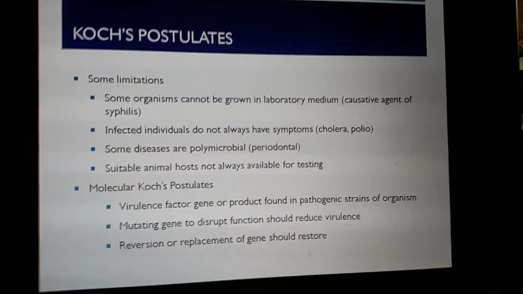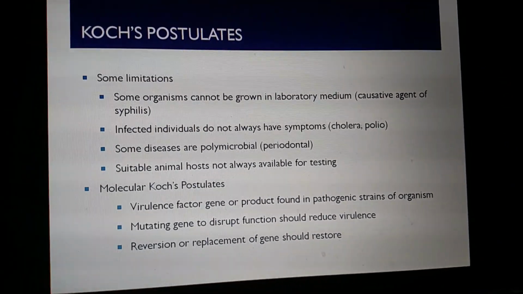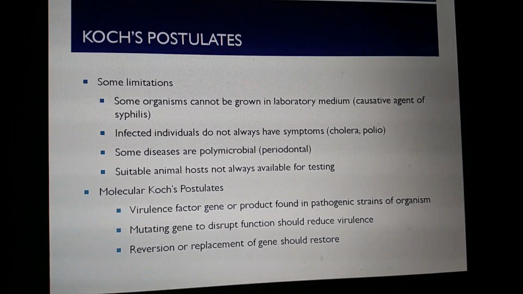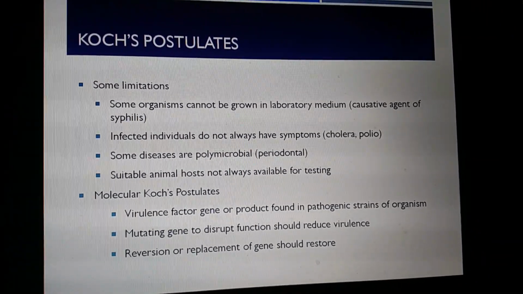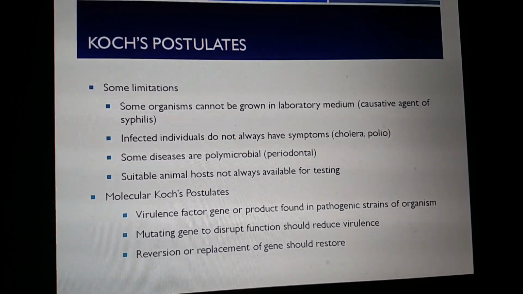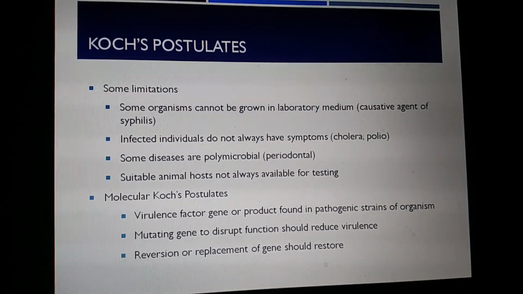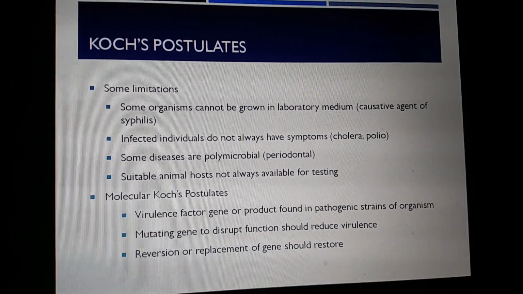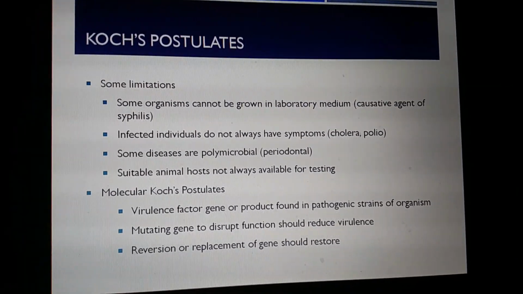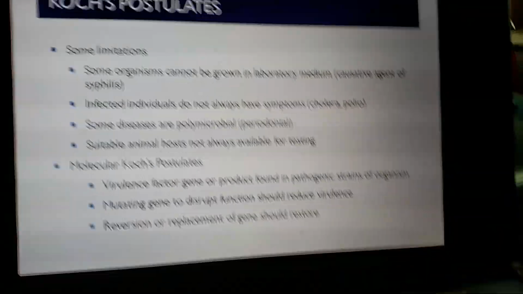However, remember, we have limitations with this. Not everything can be grown in the lab. Some individuals that have the disease will not always show symptoms. Some things actually have multiple microbes causing the disease, and we don't always have good animal hosts for testing. This is why we've had to switch to a more molecular approach for Koch's postulates, where you're looking for virulence factor genes or certain products being formed. That way, you say that the certain molecular sequence is always there.